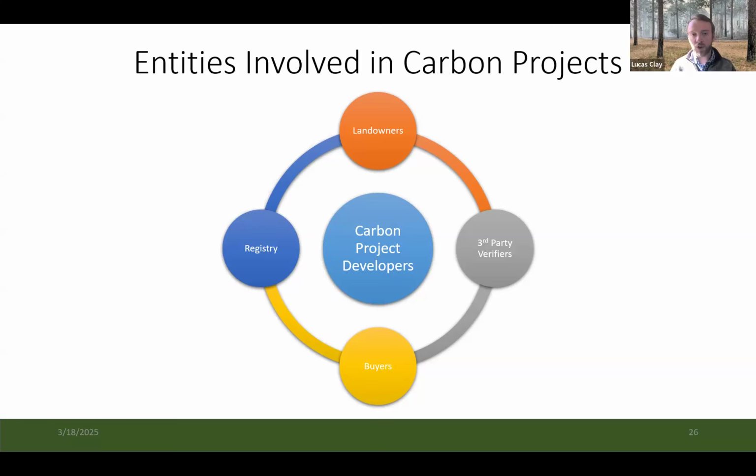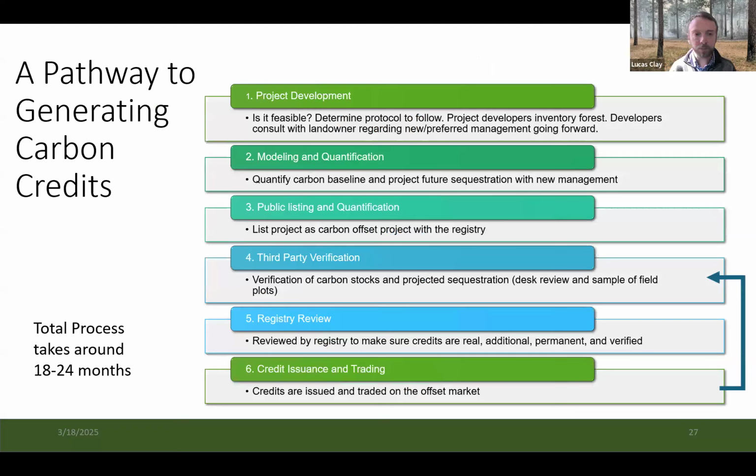And to that end, here's the general process that you'll see related to carbon project development. In the very beginning, these project developers are going to determine if an area is feasible. They're going to determine the protocol to follow, whether it be improved forest management, avoided conversion, or afforestation. They'll inventory the forest, see how much carbon is out there already, and then they'll consult with the landowner regarding new or preferred management going forward.